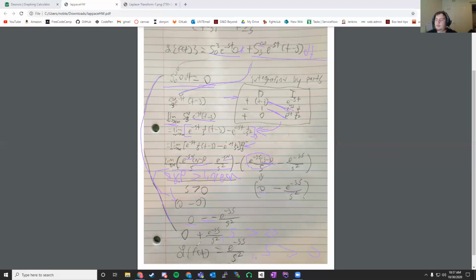So our final answer, the Laplace transform of our piecewise function, equals e to the negative 3s over s squared, as long as s is greater than 0.